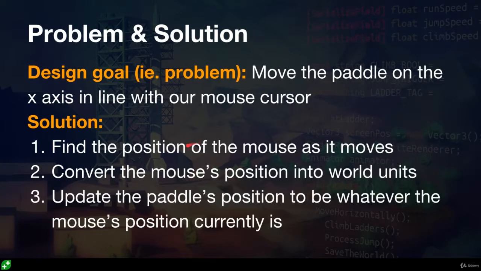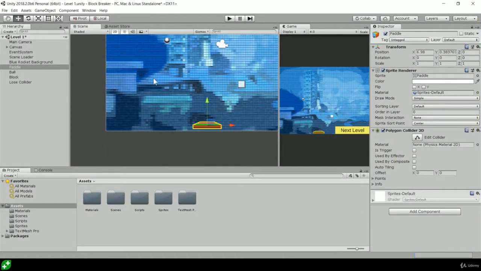And then the final step is to update the paddle's position to be whatever the mouse's position currently is. So if our mouse is at position just here, then our paddle needs to know, oh, I need to be in position just there as well. Okay, so that's our problem and hopefully our solution.